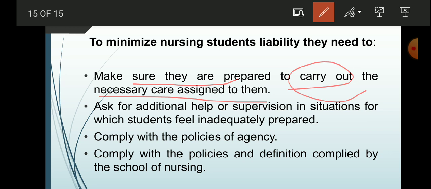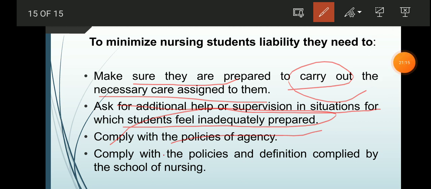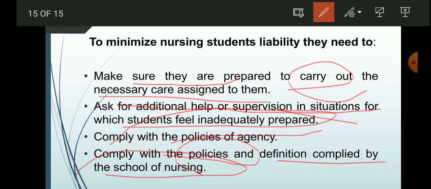So make sure prior to performing even just a basic procedure, you ask if you are not sure. Ask for additional help or supervision in situations for which students feel inadequately prepared. And yeah, so do not actually do it right away. You ask supervision from, for example, your co-nurse and your clinical instructors. Comply with the policies of the agency, and also comply with the policies and definitions provided by the School of Nursing. So that would be all.